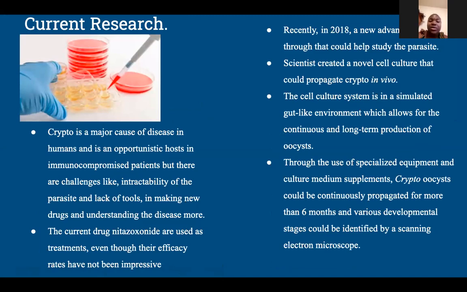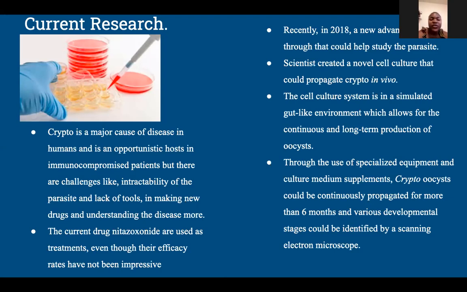But I found a research article, done in 2018, so it's still pretty recent, where the scientists are trying to develop a novel cell culture to grow the crypto parasite in a cell culture dish. What I found really interesting is that they stimulated the environment of the cell culture to resemble the gastrointestinal tract, and this makes a more comfortable environment for the parasite to grow and propagate. And they saw that the crypto parasite could propagate for up to 6 months, which I found really interesting.